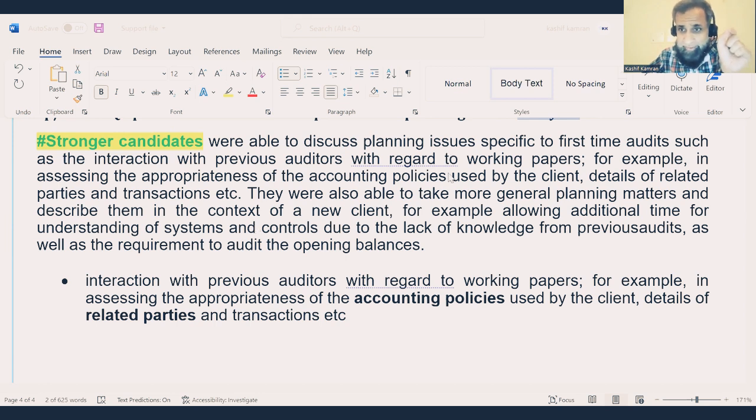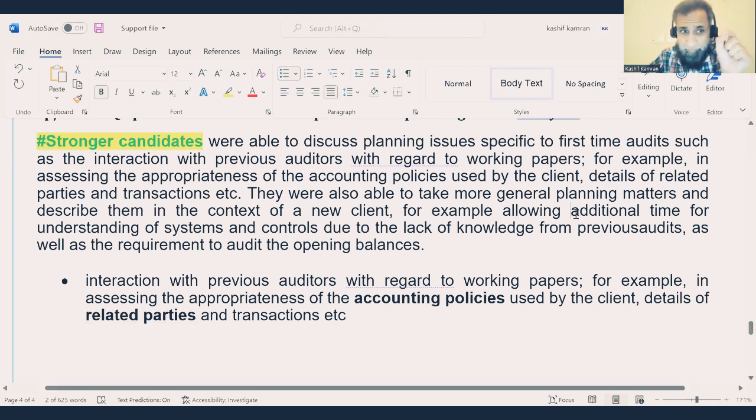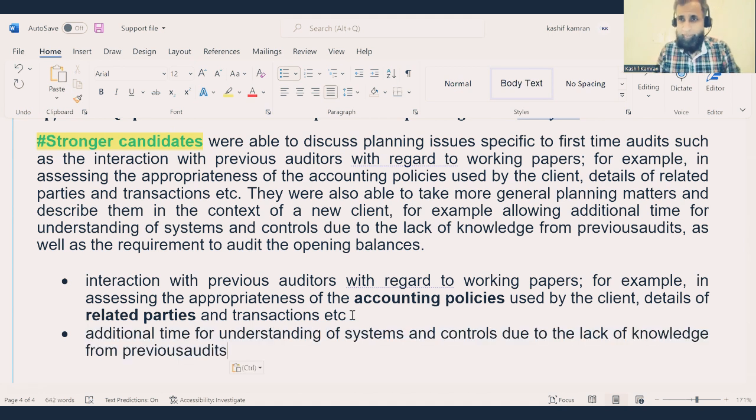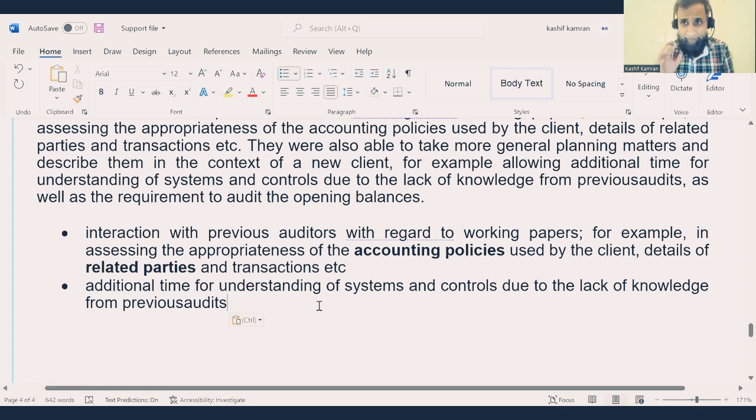Further, the examiner is telling us they were also able to mention more general planning methods and describe them in the context of a new client, for example, additional time to understand the systems and controls due to lack of knowledge from the previous audit. Do you believe when you're performing the first year audit, you need to spend more time in understanding the system, in documenting the system, in performing the test of controls, and performing the substantive procedures? Do you need extra time in the first year audit? Is that something important when you're planning the first year audit?